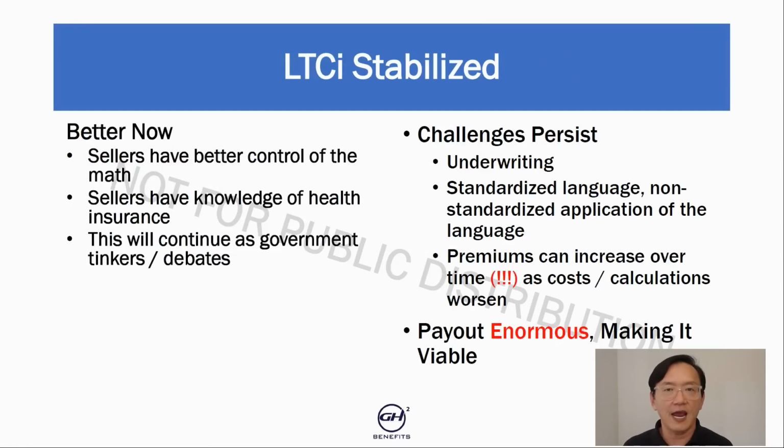That said, today, that market has stabilized, meaning while the number of sellers is fewer, no question, the fact of the matter is that sellers have better control of the math. And those sellers have knowledge of health insurance for the most part. So as a result, the fakers have left, right? The carriers that wanted to play with the shiny new toy, those participants have left. What remain have been more carriers who are more committed to the business. That's not to say that everything is peachy keen. Challenges persist. Here are just a few.